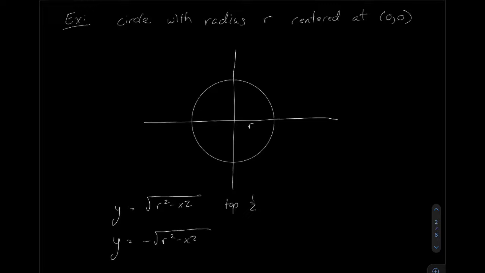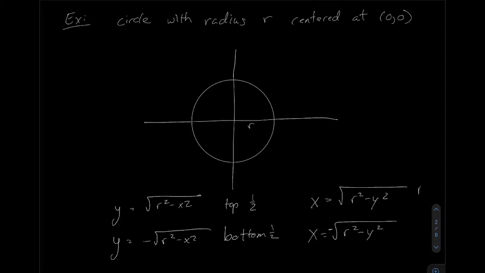So, say we were to write it as y equals f of x. Well, there are two solutions. There's y equals the square root of r squared minus x squared, and that gives us the top half of our circle. We could also write it as y equals negative square root of r squared minus x squared, and that's going to give us the bottom half of our circle. Similarly, if we were to write x as a function of y, we would get the right half for our positive square root and the left half for our negative square root.